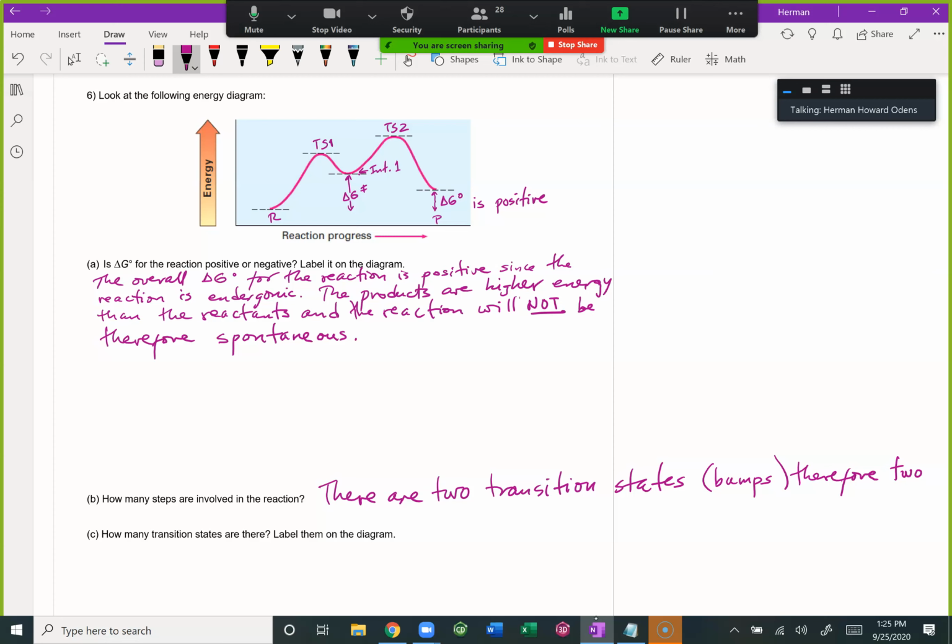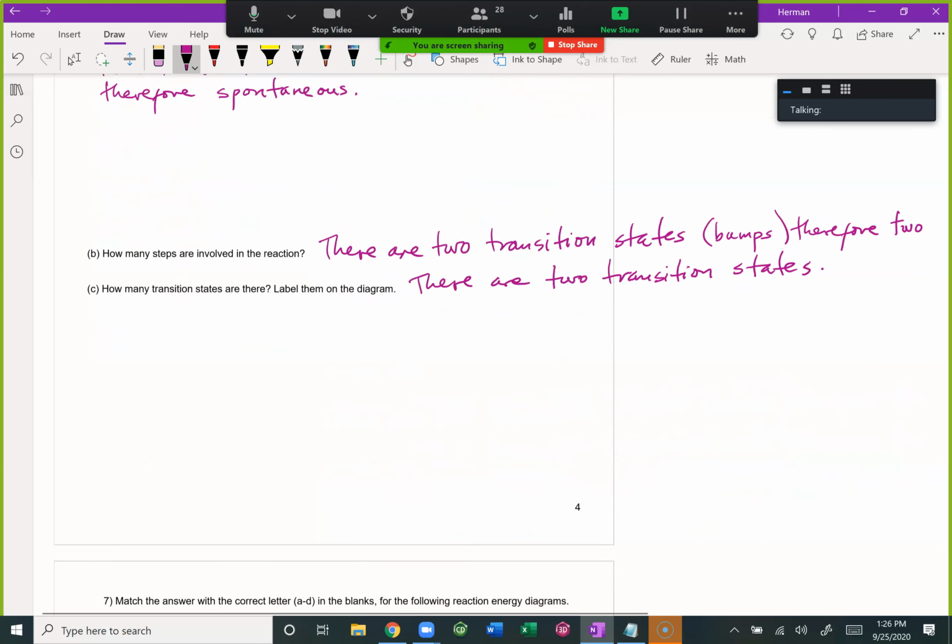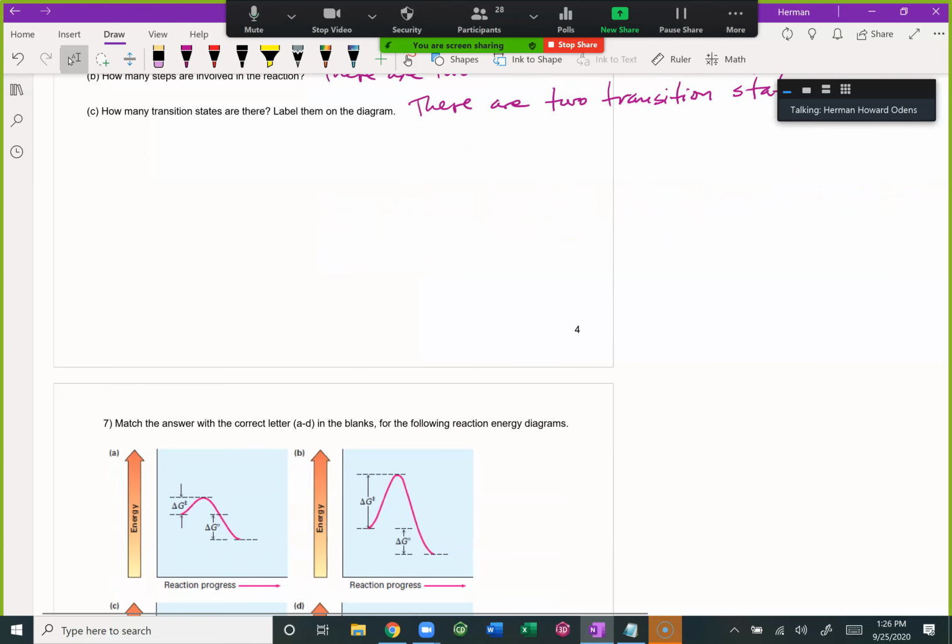How many transition states are there? Well, we also see that there are 2 transition states. It says label them on the diagram, so I already labeled them. So there are 2 transition states. All right. Let's go to the next question.